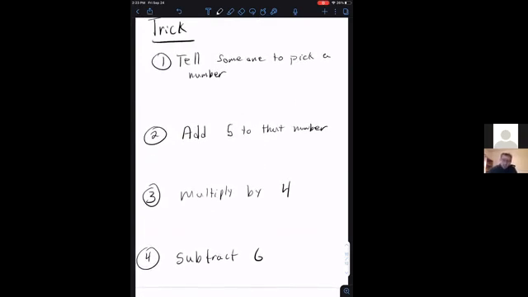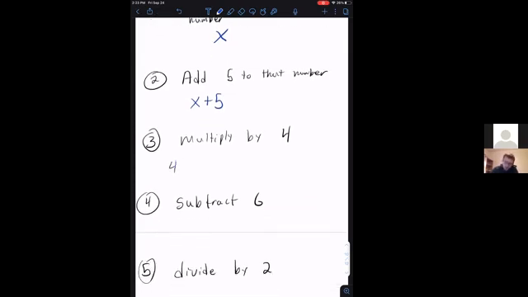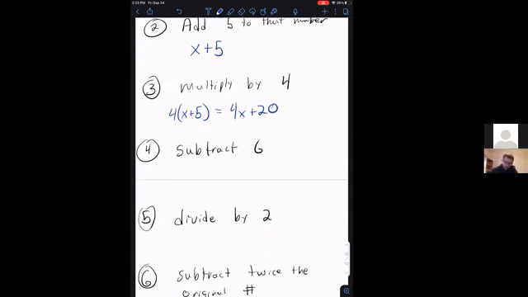Okay. So you tell someone to pick a number. Let's say they pick some number X. You tell them to add 5 to that number. Now you have X plus 5. And then you say, multiply that new number by 4. So we'll get 4x plus 20. Then I want you to subtract 6. So now I have 4x plus 20 minus 6. So this is going to be 4x plus 14.